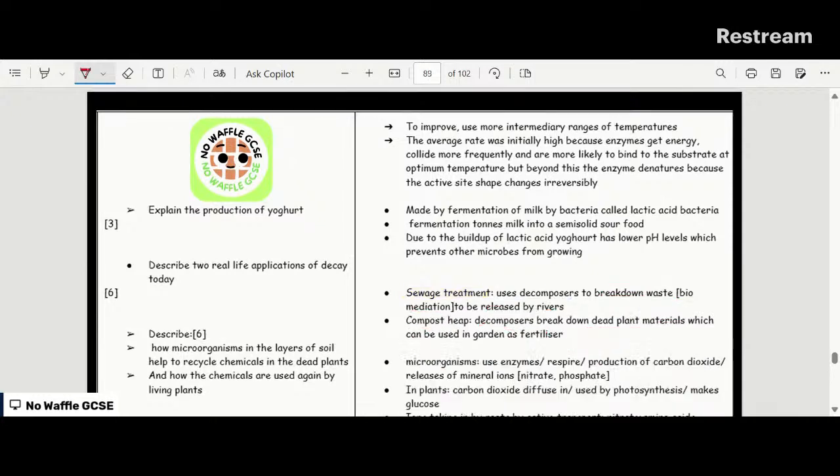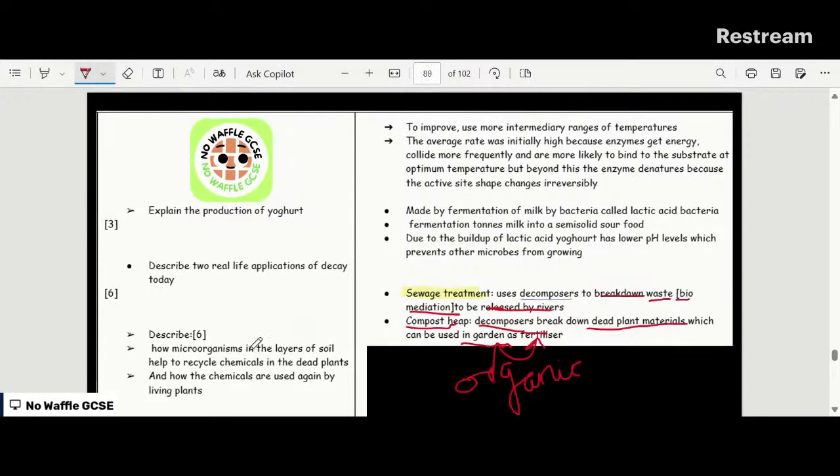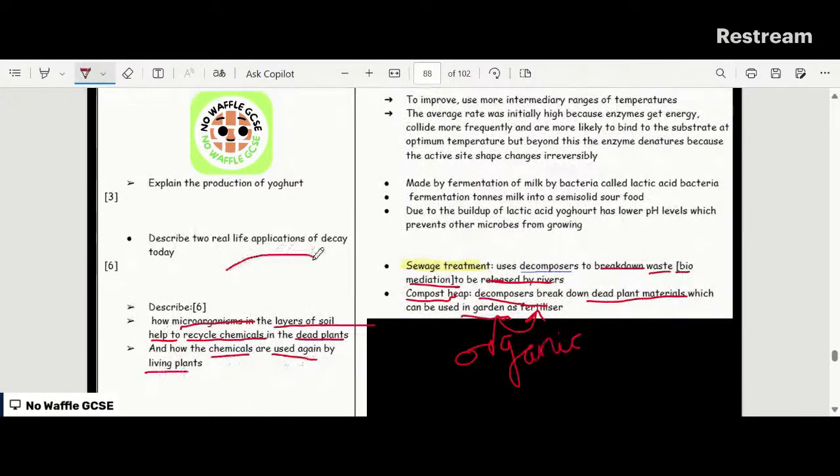Moving on. Describe how microorganisms in the layers of soil, you may have seen this question before, help to recycle chemicals in the dead plants. And secondly, how the chemicals are then reused by the living plants. So there are a couple of things here, and they gave you a diagram of this almost haystack and how there were microorganisms in the haystack and how the layers of soil in between them recycled the chemicals.